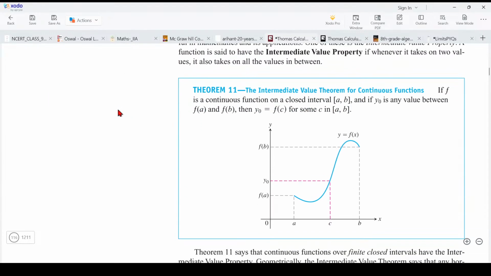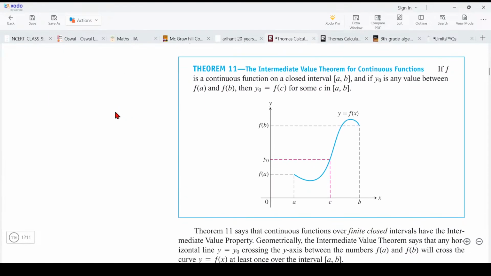Okay, now this is very intuitive, but very important: the intermediate value theorem. What is the intermediate value theorem? There is f of a, there is f of b, and the function is continuous on the closed interval a comma b, not the open interval. What does that mean? If y naught is any value between f of a and f of b, then for every y naught, there must be some c.